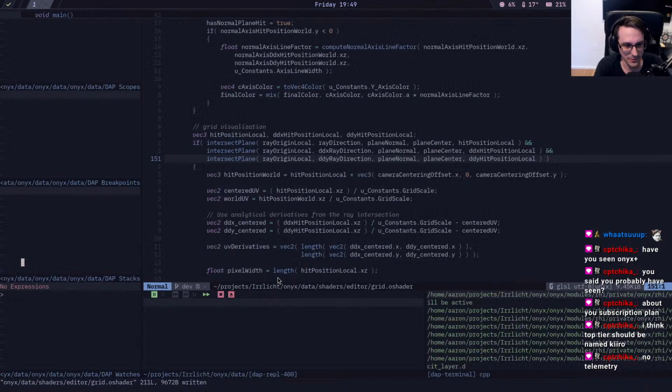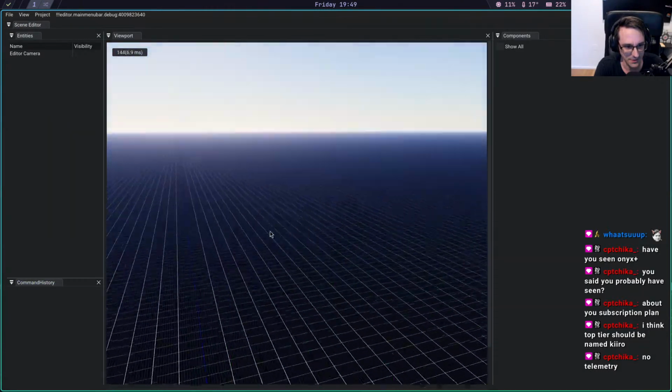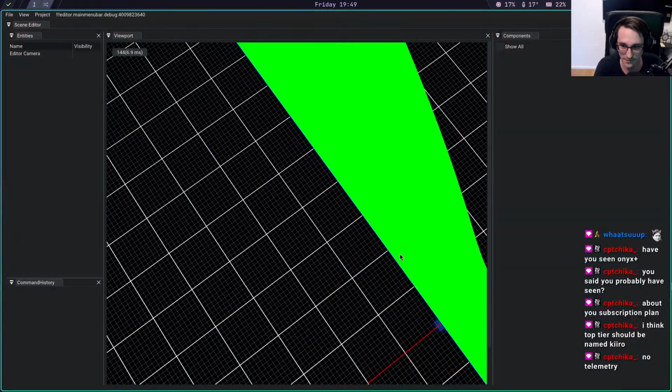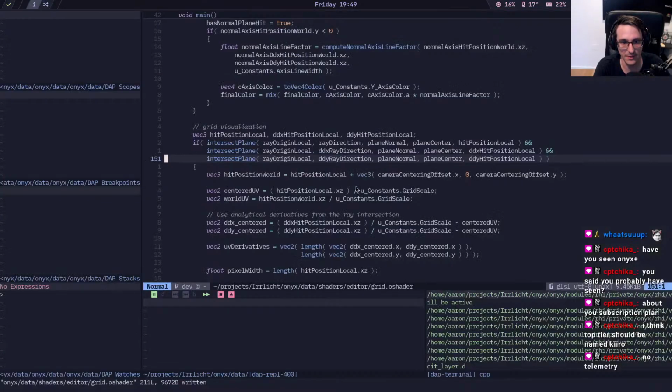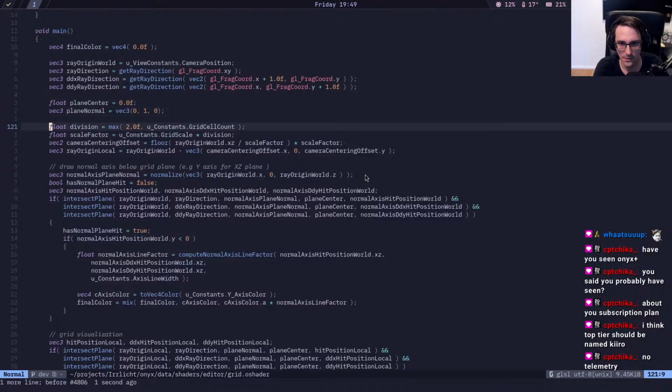But I think there is one issue that I already spotted when I started. Yeah, exactly. At the zero point, we are basically in the green line, so we have this flickering because we're basically in the axis line, so we need to prevent that because it's a little bit annoying. And I think what we can do for that is refactor this a little bit.